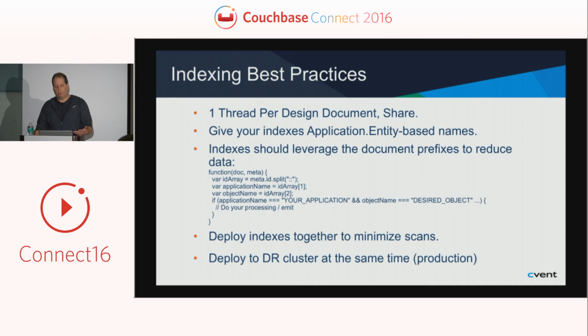We try to deploy indexes. This is more Nickel together to prevent scans. I'll explain that. And when we deploy to production, indexes aren't replicated. So our Jenkins jobs deploy to disaster recovery, our disaster recovery cluster, at the same time.